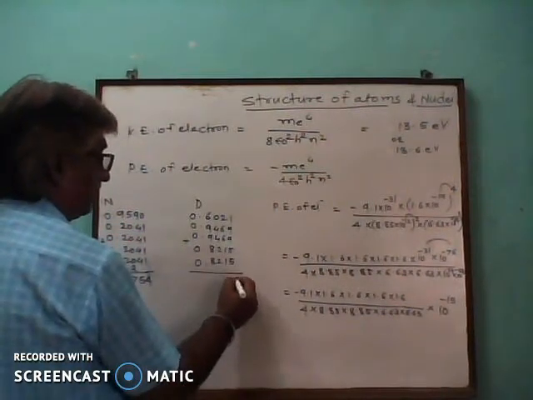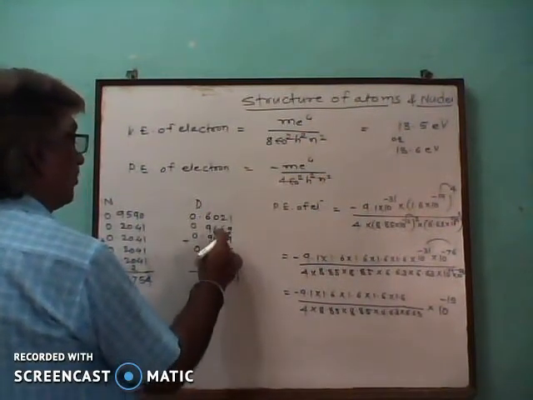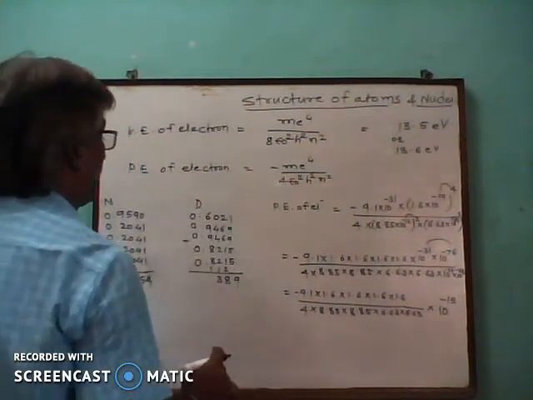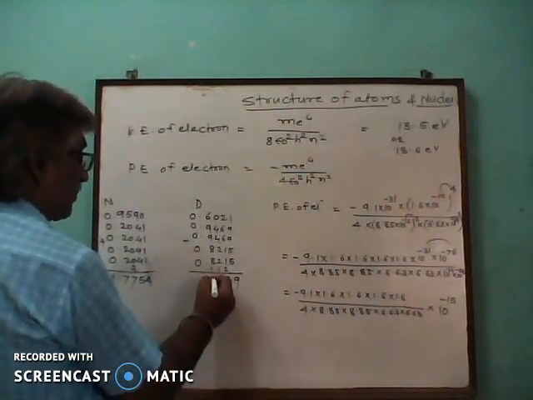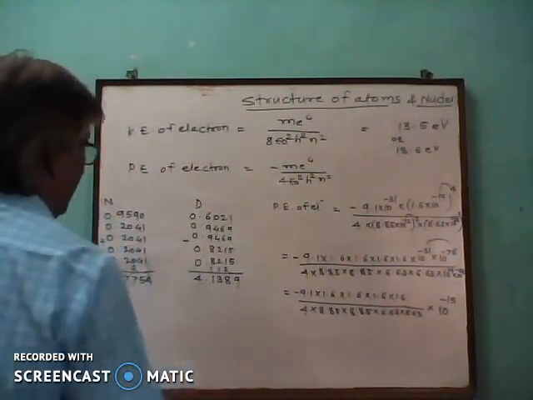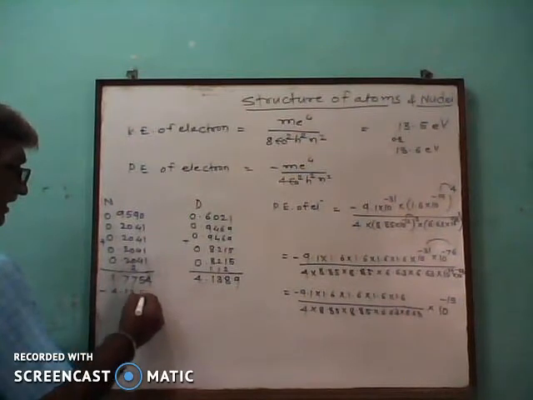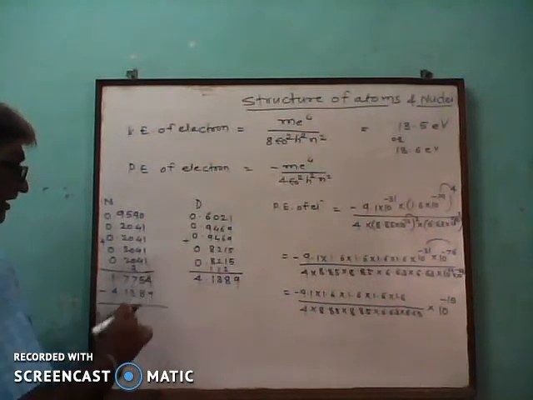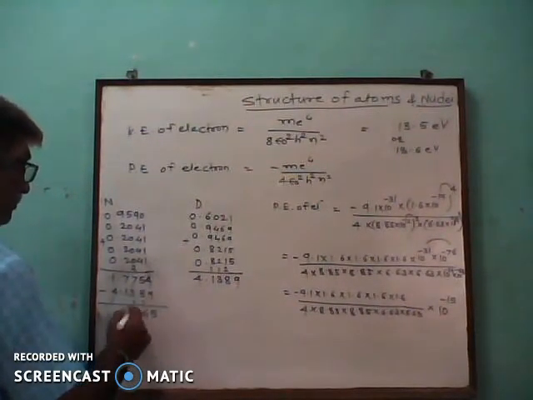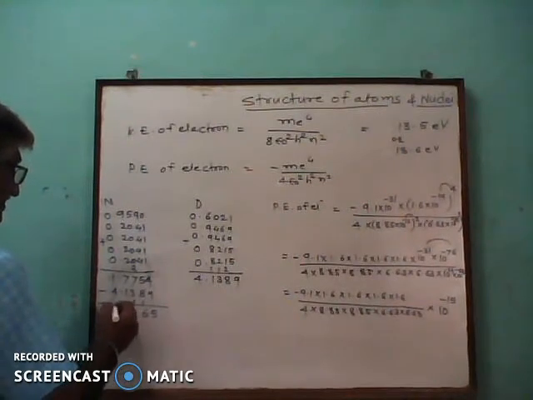The addition gives 4.1389. If we subtract this from the numerator 4.1389, here 14 minus 9 leaves 5, 15 minus 9 leaves 6, 7 minus 4 leaves 3, and 7 minus 1 leaves 6. And here we get bar 3.